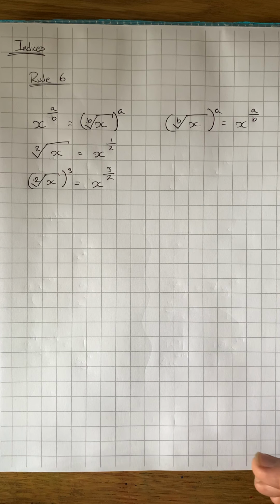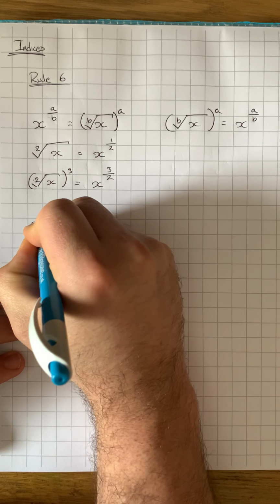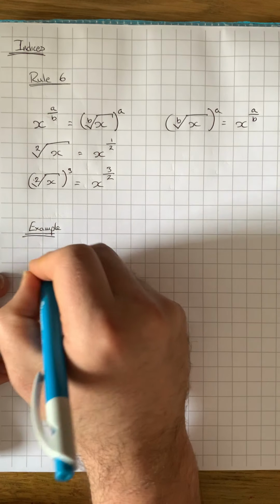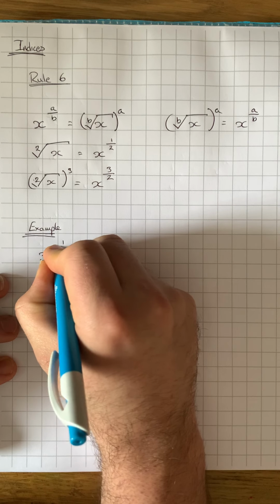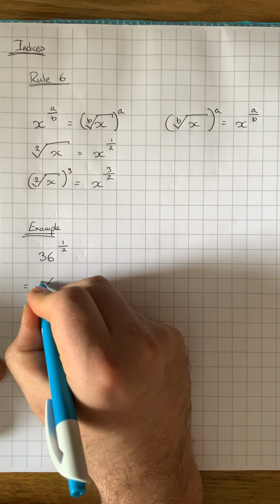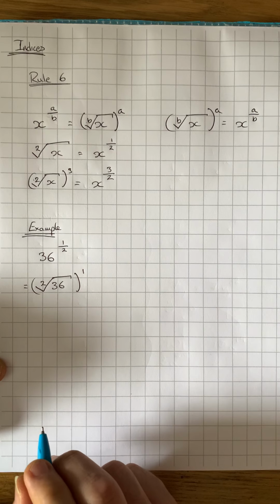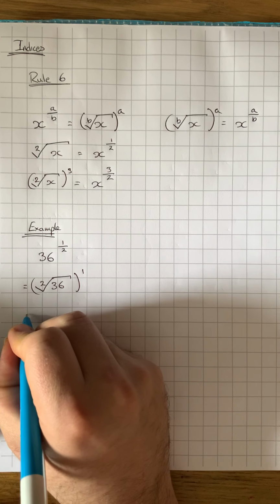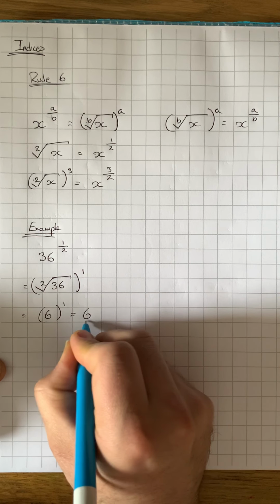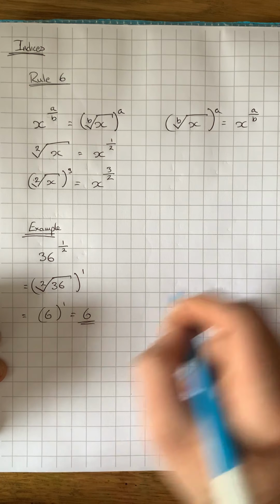So if we wanted to find out the answer to something, say for example we want to find out the exact value of 36 to the power of a half, what that actually means is we're going to be taking the square root of 36 all to the power of 1. Now the square root of 36 is just 6, and that to the power of 1, well, it's just going to be 6.